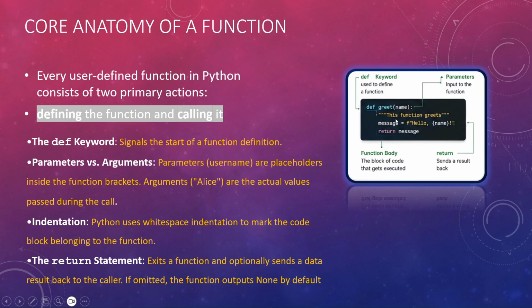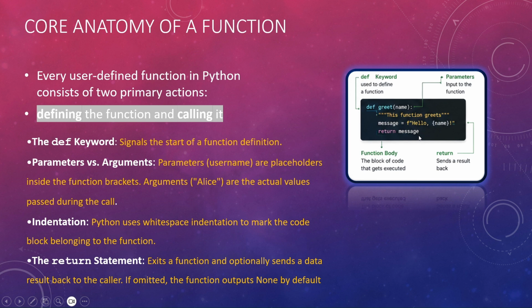Okay, now all these statements have to be indented, because Python uses whitespace indentation to mark the code block. We are aware of this, right? And this return statement exits the function, and it may or may not send data back to the caller. So if there is no return, that means it is not sending any data. But if there is a return, it will send the data.